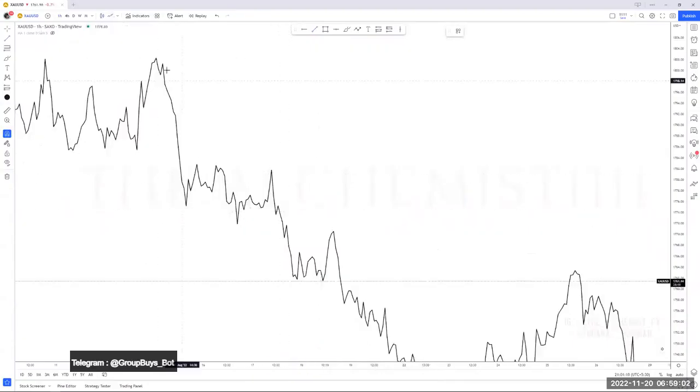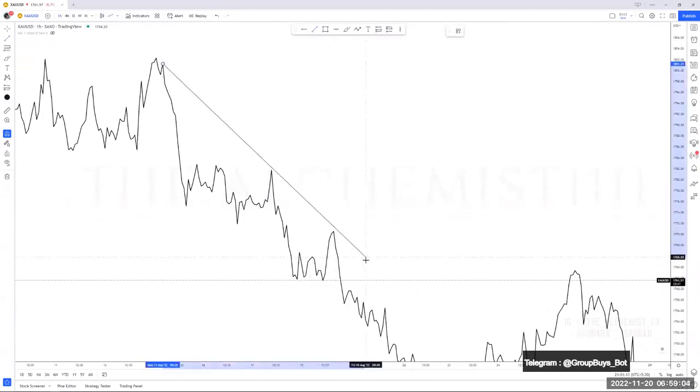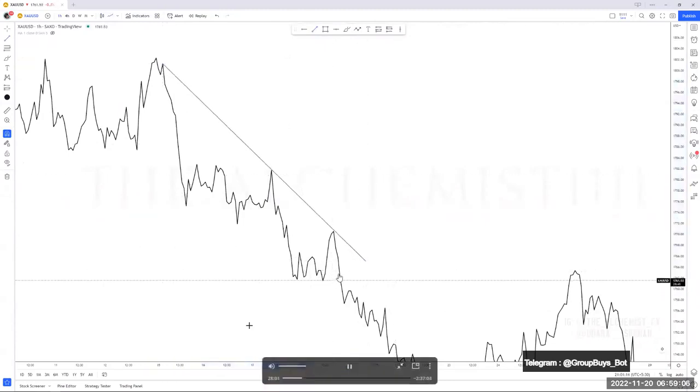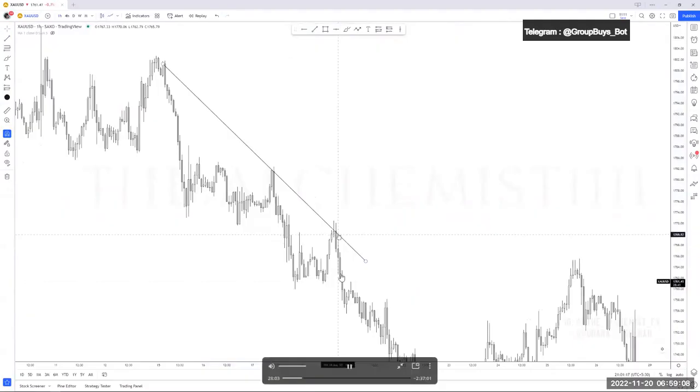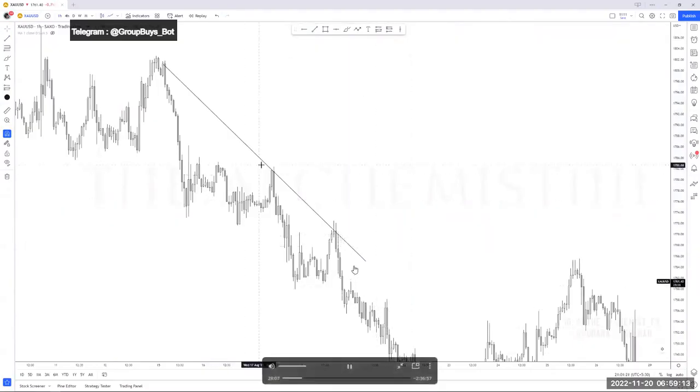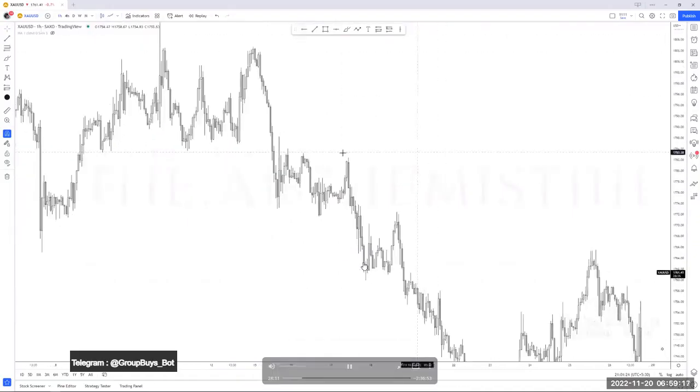So we're going to use a trend line, right? First touch, second touch, third touch can be our entry. Taps, see, even in here. Taps, and then it starts to drop. See, I'll show you another one.